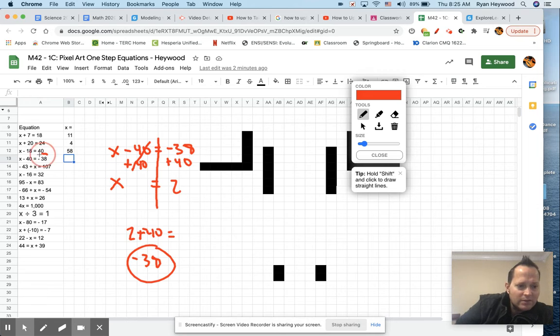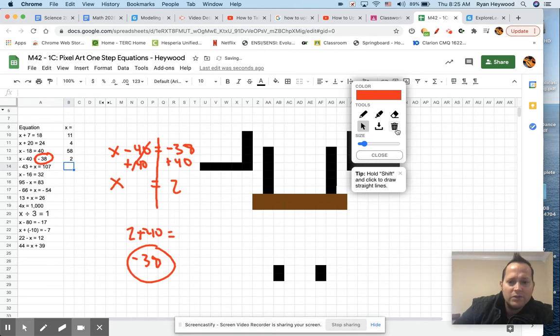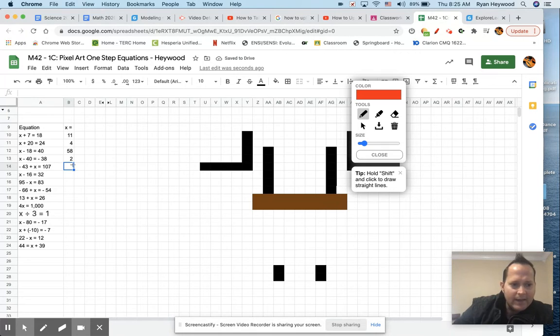Let's check our answer. Over here, we got it right, okay? And if we take a look at this, we said x equals 2. We type in 2 right there, and more of our picture shows. All right, let's try this next one.